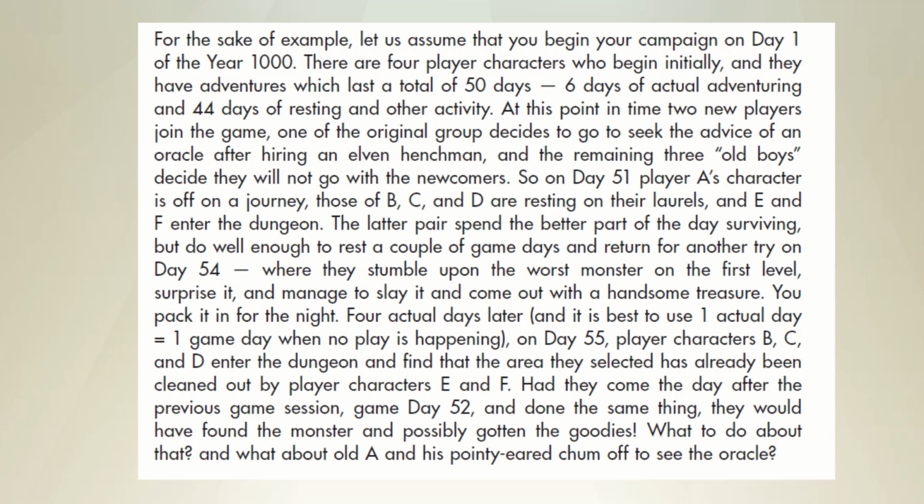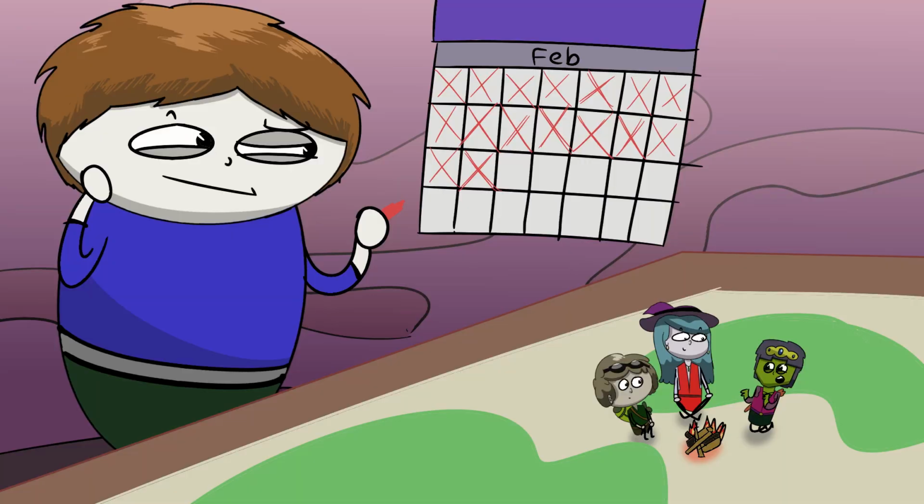"You pack it in for the night. 4 actual days later, and it is best to use 1 actual day equals 1 game day when no play is happening. On day 55, player blah, blah, blah, blah, blah." Okay, so you heard that right. Yes, he is instructing DMs to track in-game days equal to out-of-game days. So the players are out in the wilderness, and they take a break from a session for a week, in-game a week passes.